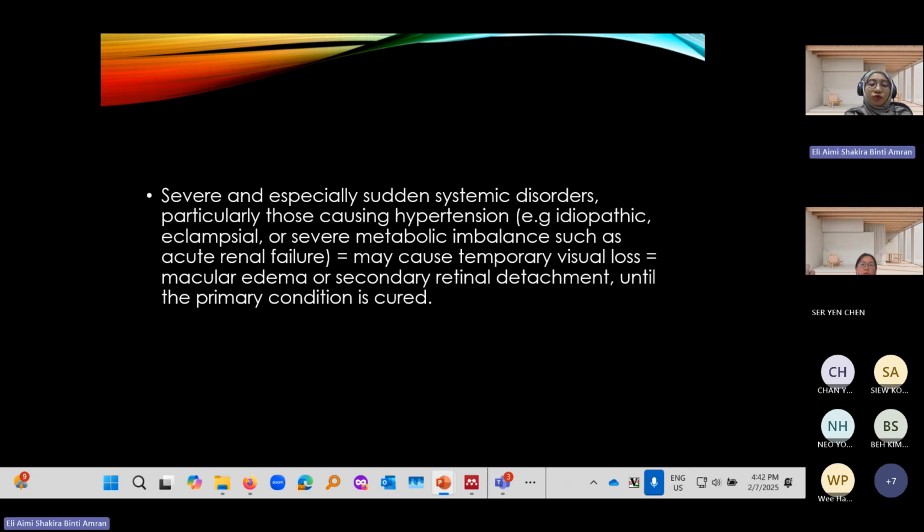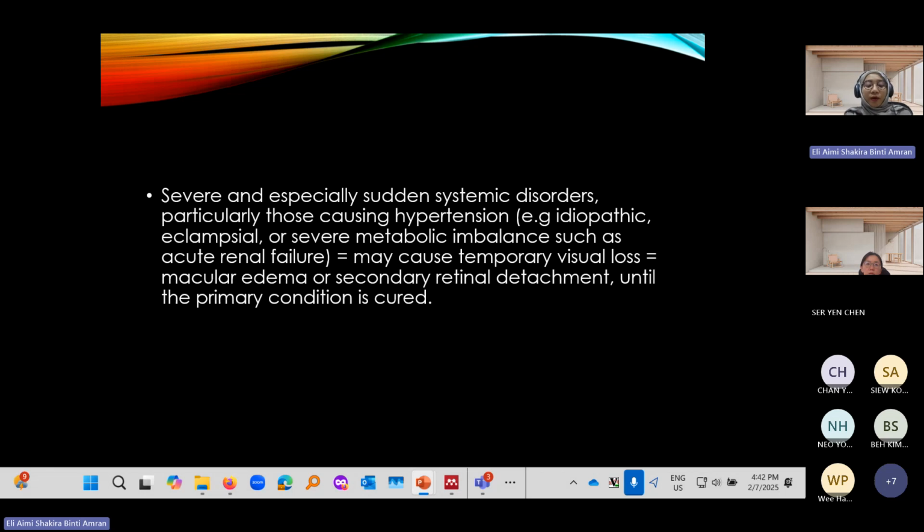So to solve the temporary visual loss issue, you have to settle the primary concern first, which is the systemic disorders. If patient has hypertension, they need to take the tablet. If patient has kidney issues, they have to take related medications, or if they need dialysis, then they need to go for dialysis. Then if they have any retinal detachment, of course caused by the primary issue, then you have to treat that first. Then only the macular edema will reduce.